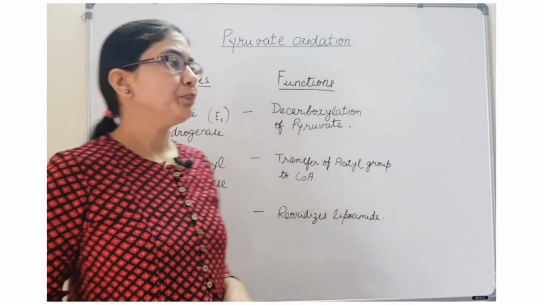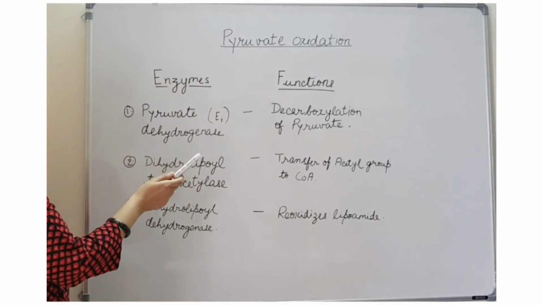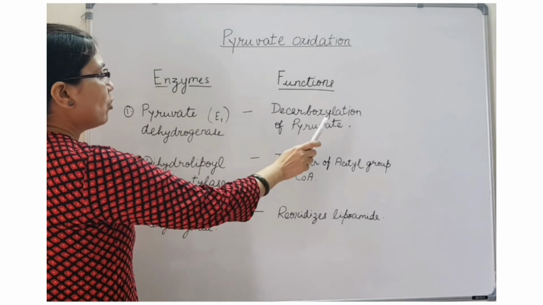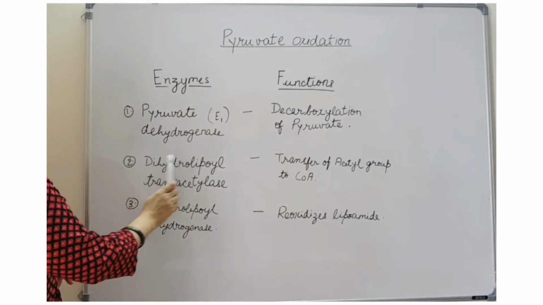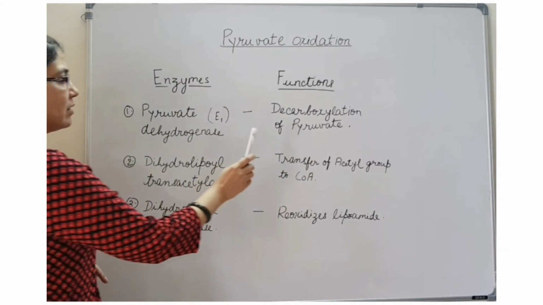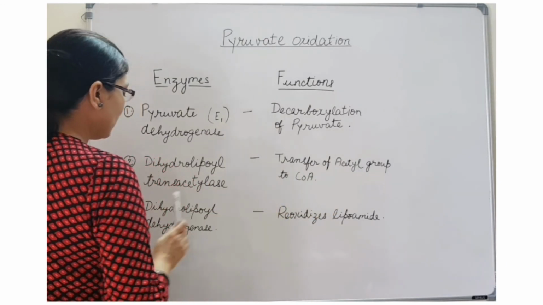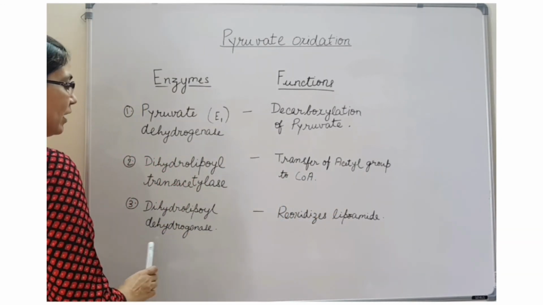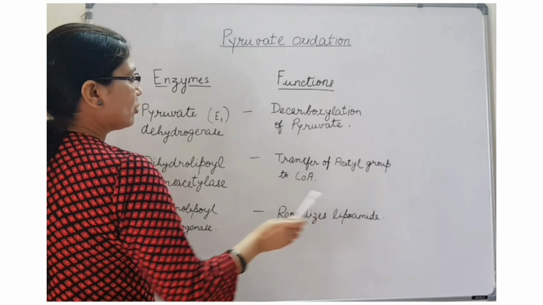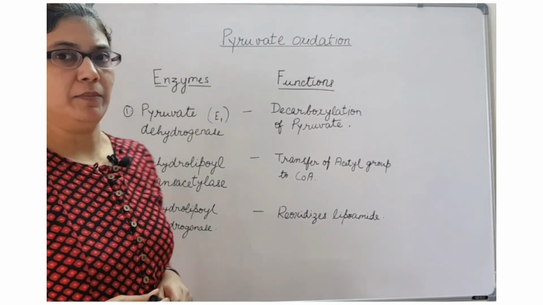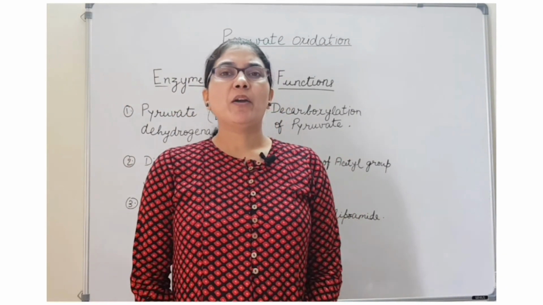Thus we can say that pyruvate dehydrogenase catalyzes the decarboxylation of pyruvate. Dihydrolipoyl transacetylase catalyzes the transfer of acetyl group to coenzyme A, and dihydrolipoyl dehydrogenase catalyzes the reoxidation of lipoamide or lipoic acid. This is all for pyruvate oxidation.